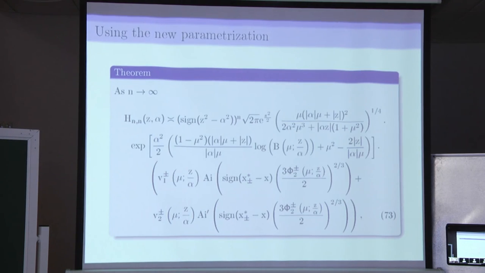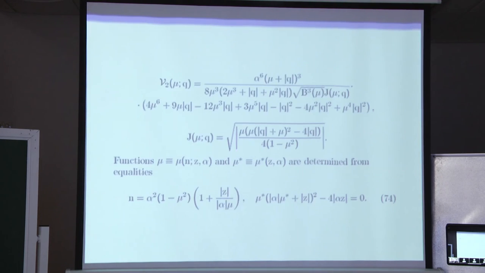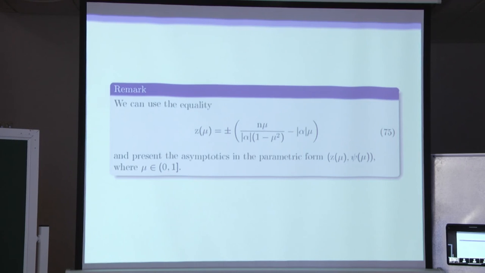But we need to test to verify our result. And to do this, it is convenient to present our answer in the parametric form using the parameter mu, and then to illustrate the result. So if we use the parameter mu, the asymptotics is the following. And if we use the parameter mu, the variable z is parameterized in such a way.